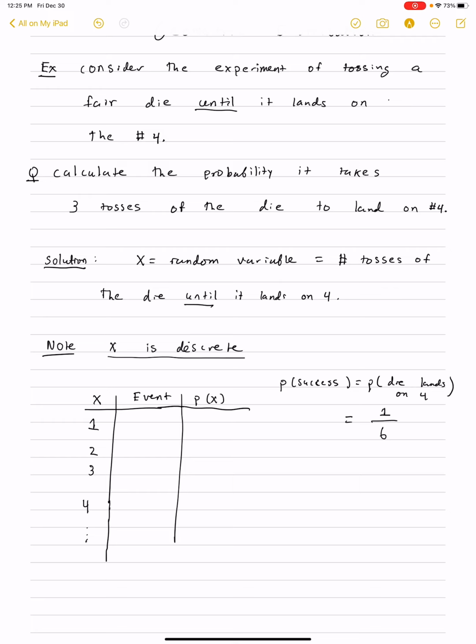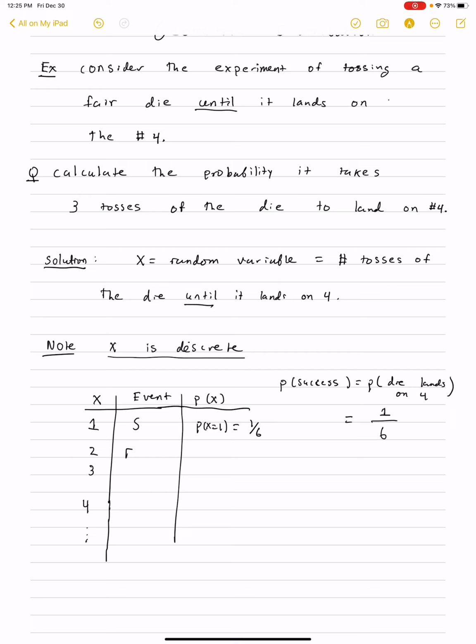So we're going to have the event, P of X, etc., and we're going to complete this table. One event is that X is 1, there's one toss of the die. The die lands on 4, so we have success. The probability, P of X equals 1, is just going to be 1/6. The next row in our table is that X equals 2. It takes 2 tosses.